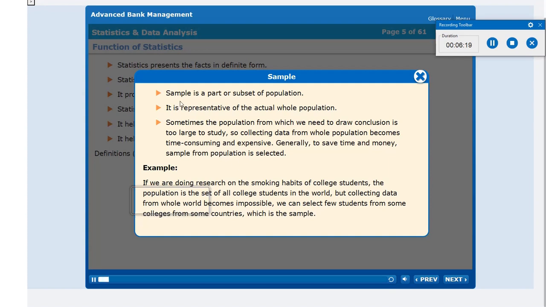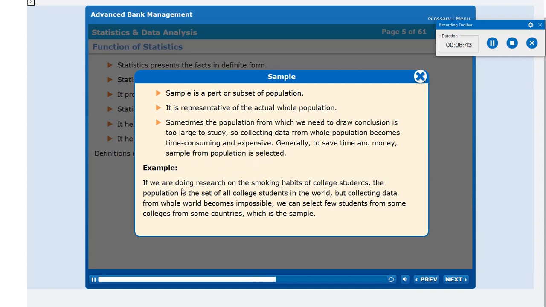Sample. Sample is a part or subset of population. It is representative of the actual whole population. Sometimes the population from which we need to draw a conclusion is too large to study, so collecting data from the whole population becomes time-consuming and expensive. Generally, to save time and money, a sample from the population is selected.